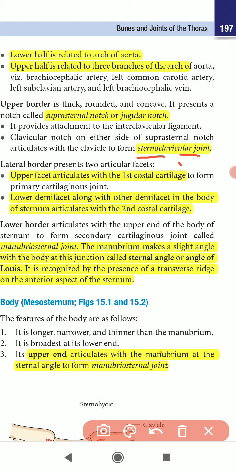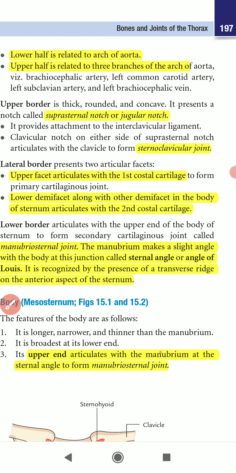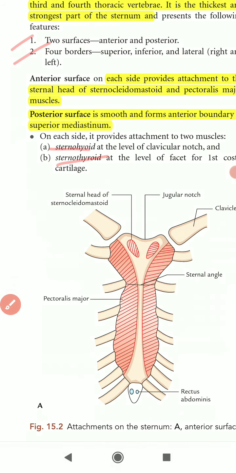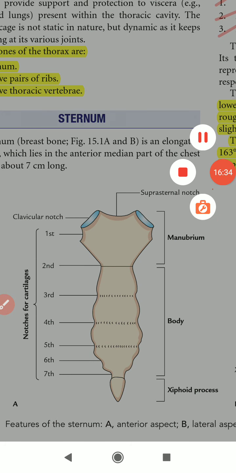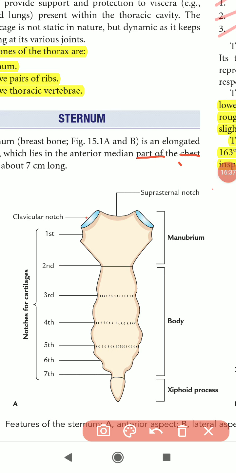Next, we'll talk about the lateral border. Let's see the pictures. This is the lateral border on the right side and left side. The lateral border presents two articular facets. You can see one here and one here. Facets are just like notches, but they are smoother for articulation of a joint.